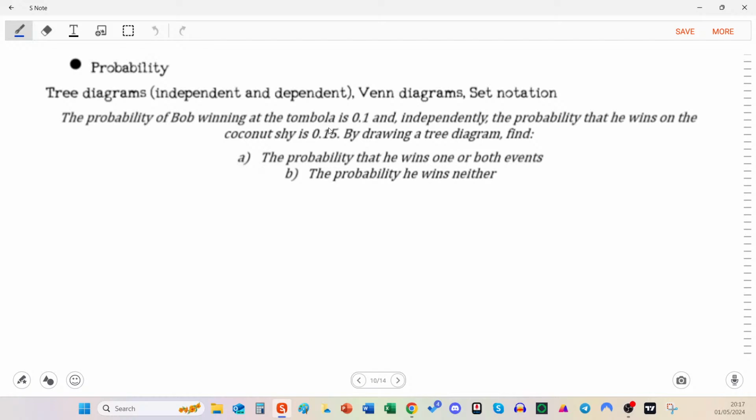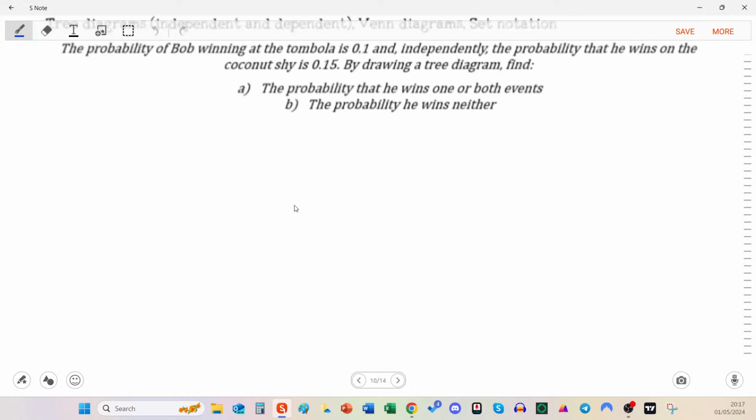The probability of Bob winning at the tombola is 0.1. Independently, the probability that he wins on the coconut shy is 0.15. By drawing a tree diagram, find the probability he wins both. Okay, so don't worry about the question yet. It says by drawing a tree diagram, that's where we're going to begin.